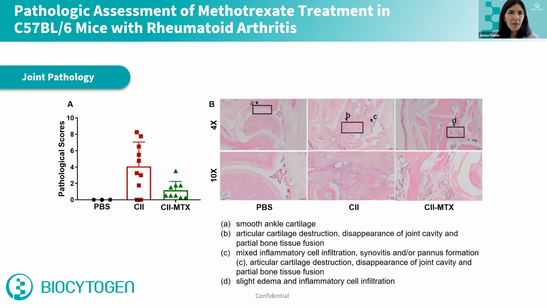The overall assessment of ankle joint pathology in these mice indicates that the mice treated with methotrexate, which is shown here on the right side, had less dramatic histologic changes. So while collagen-2 alone had significant disruption to the joint architecture, those immunized mice treated here had just some inflammatory cell infiltration and slight edema. But overall, these data, including the pathologic scores here, suggest that the RA disease not only has been successfully modeled, but also methotrexate treatment can show efficacy in this mouse model.